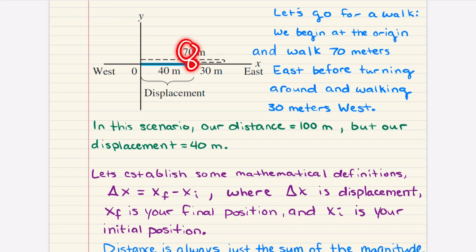And if you notice from our graph, our final position was 70, and our initial position was 0. So if we took 70 and subtracted 0 from it, we would get our displacement, which was just 70.